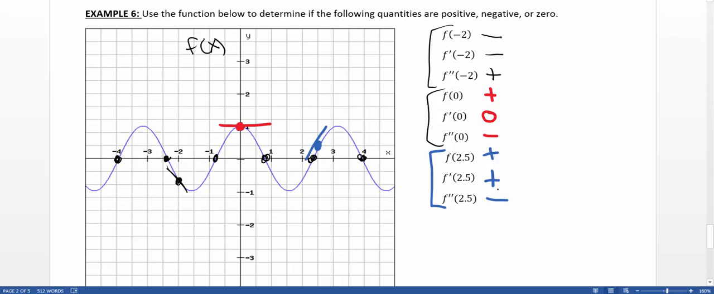So we should be able to take any graph that anyone gives you, pick a point, and determine at that point if the function is positive or negative, if the derivative is positive or negative, and if the second derivative is positive or negative based on the properties of the graph. And that's something that we will do quite a bit throughout this course.